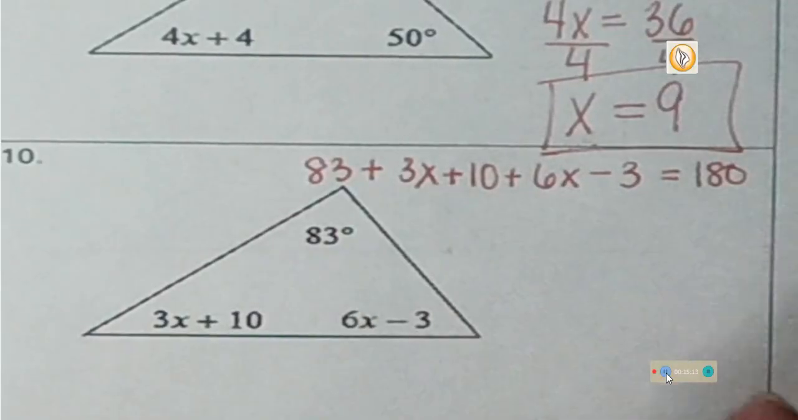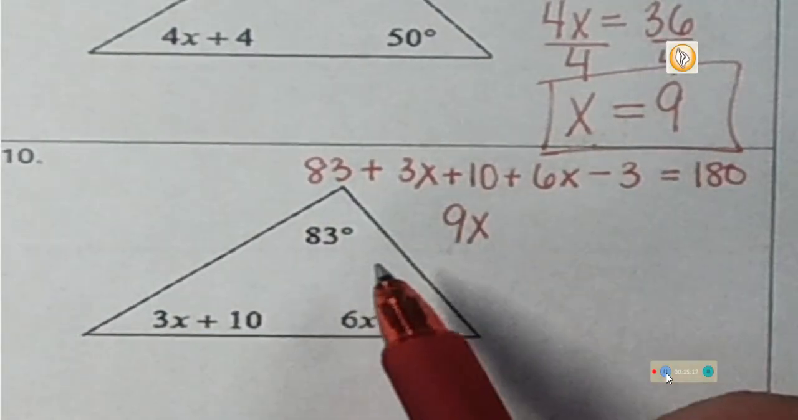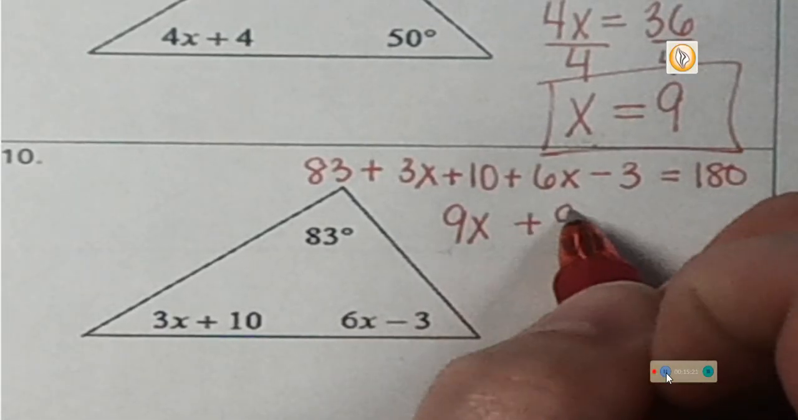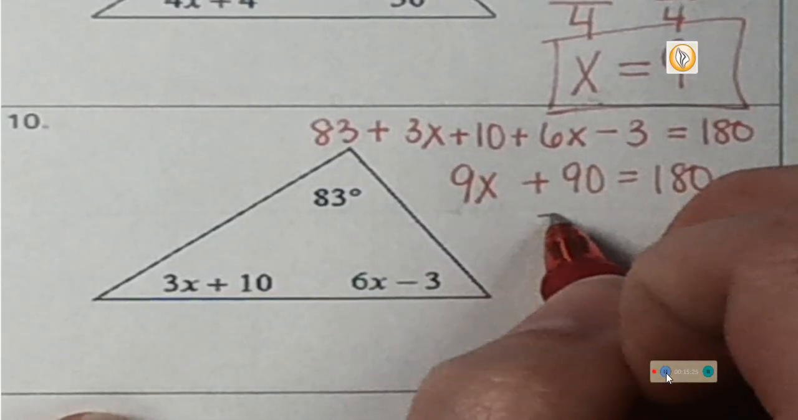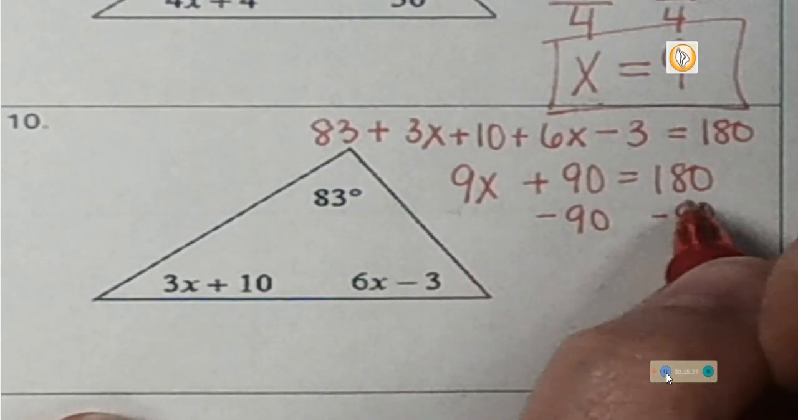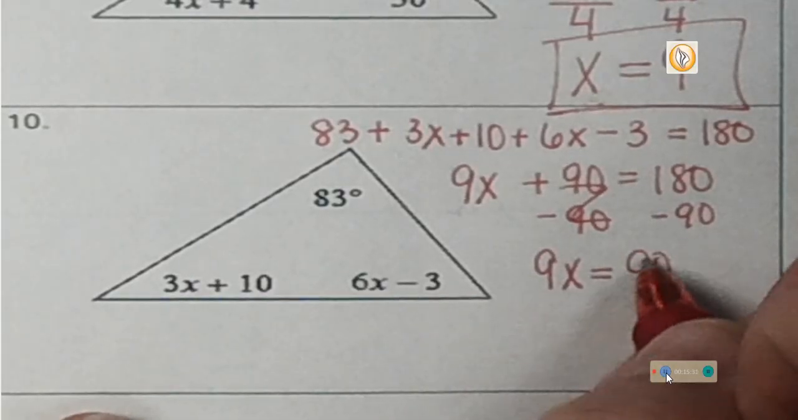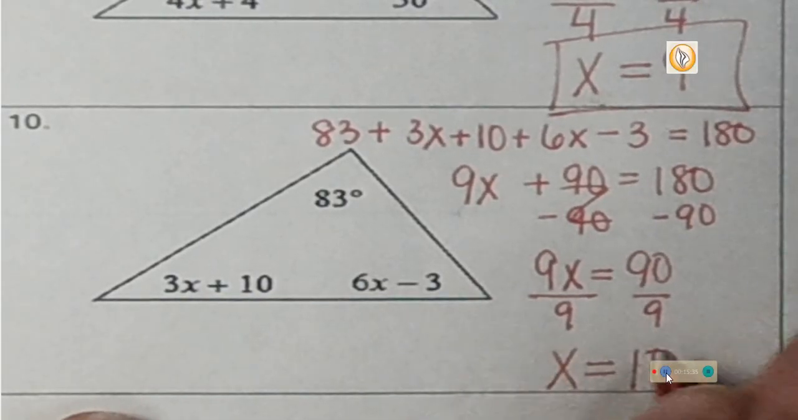And then you're going to simplify the left side. So 3 plus 6 is 9x. 83 plus 10 minus 3 gave me 90, which equals 180. Solving for x, I'm going to subtract 90 from both sides. Inverses cancel. 9x equals 90, and when I divide by 9, the x value equals 10.